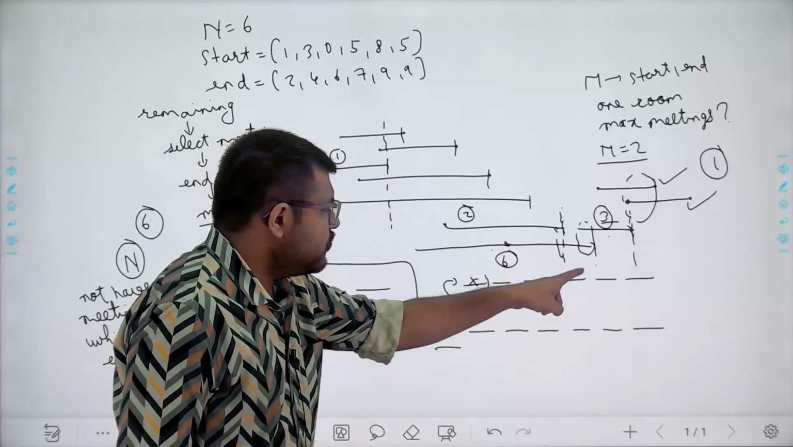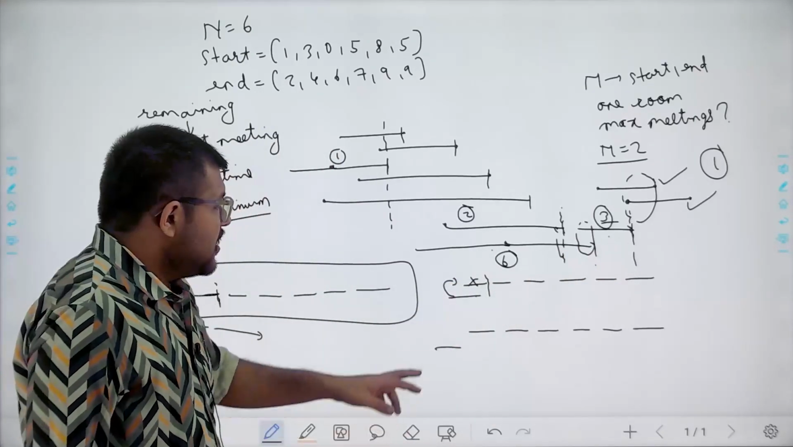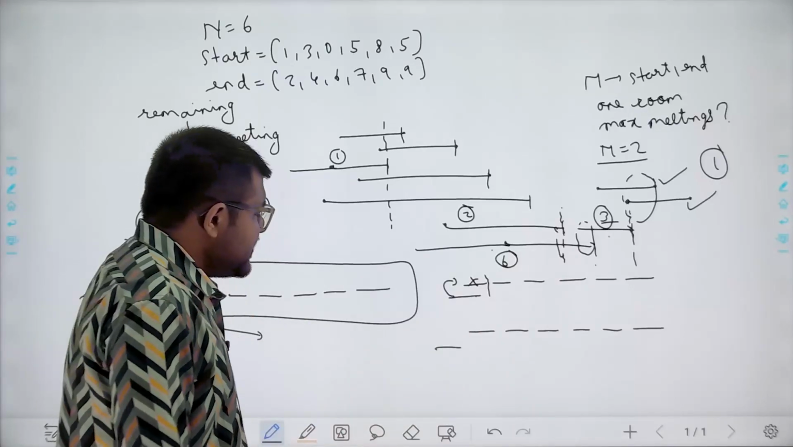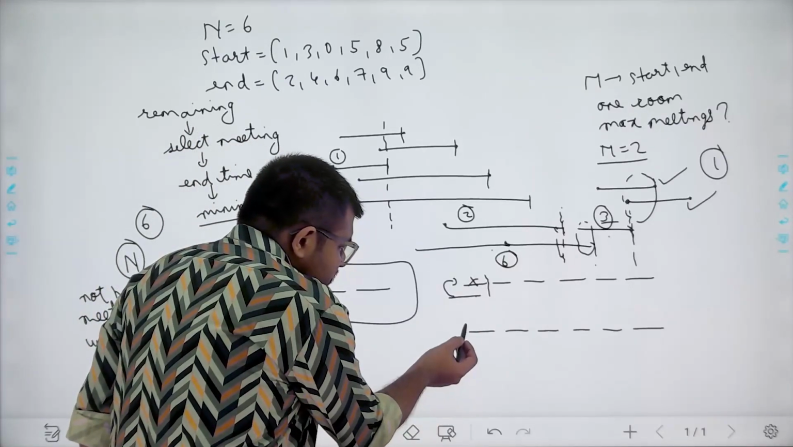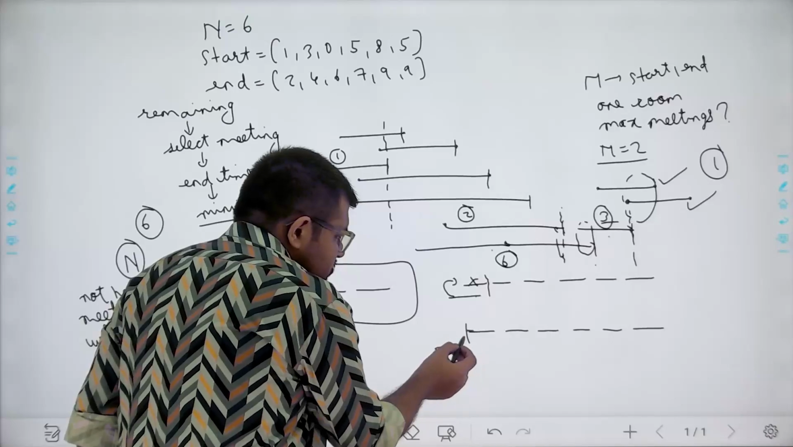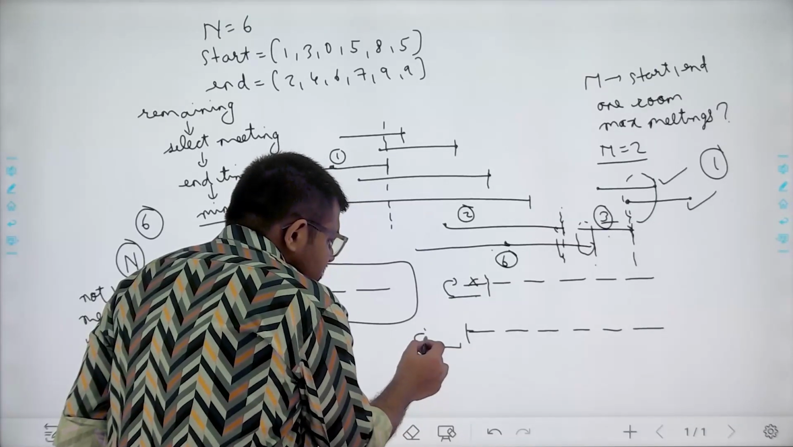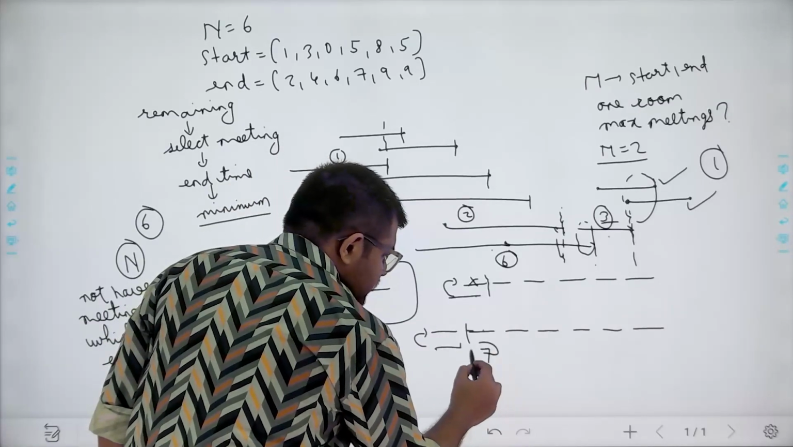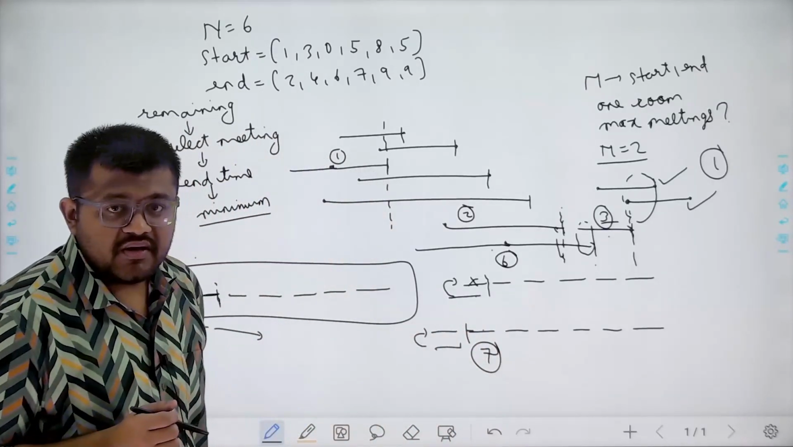1, 2, 3, 4, 5 and 6, right? So that will also give me the optimal answer. But in this case, since the ending time of this meeting is even before the starting time of this meeting, I could even add this meeting to my answer set without removing this. So in this case, the total number of meetings could be 7. Are you getting my point?